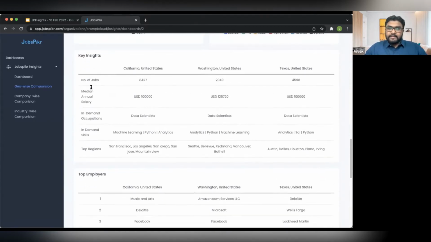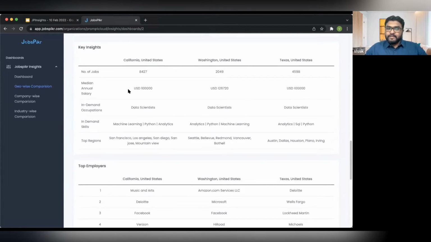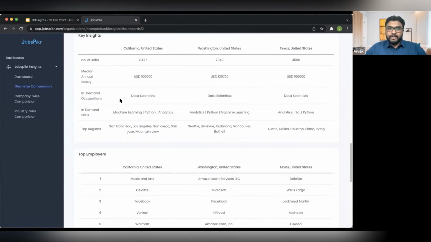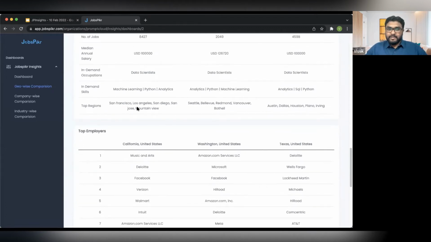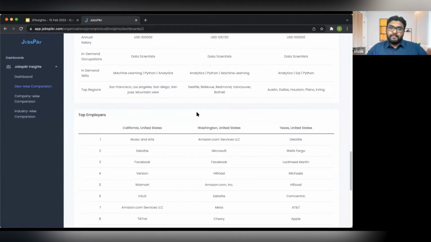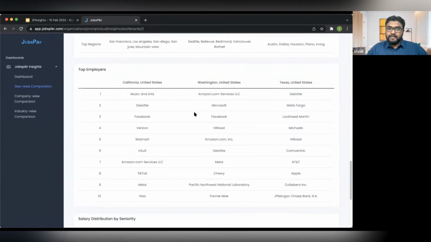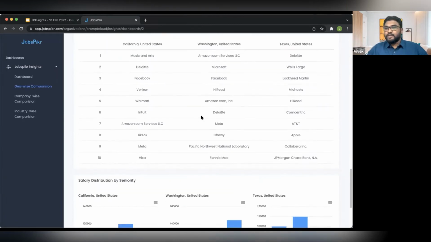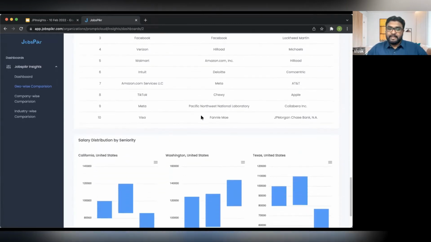So these are some key insights in terms of median salaries. We have selected the role, so it will only show the data scientist here. Skills differences, top cities within those states, how they play along, who you are competing against, what the companies are that you are looking at, etc.